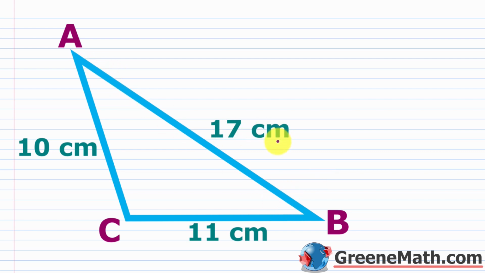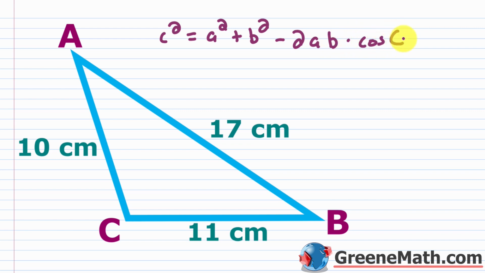So that's going to be my side C, and it's opposite of my angle C. So I'm going to solve for this guy because this is going to be the largest angle. It's opposite of the longest side. So we'll say that C squared is equal to A squared plus B squared minus 2 times A times B times the cosine of C. So what you want to do is solve for the cosine of C.